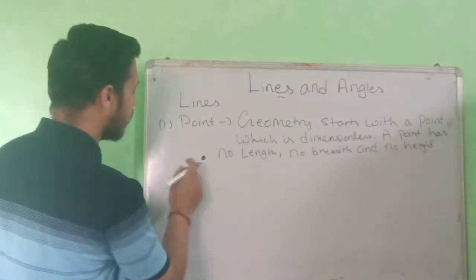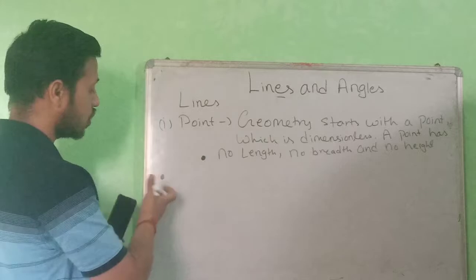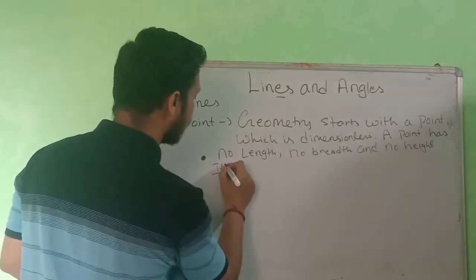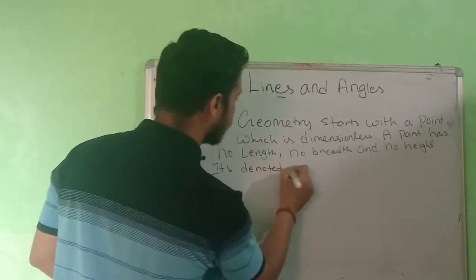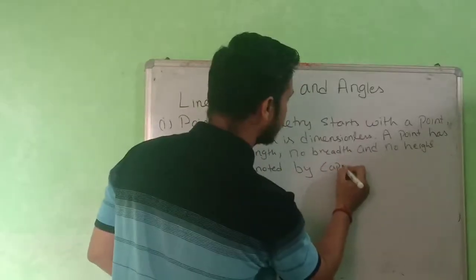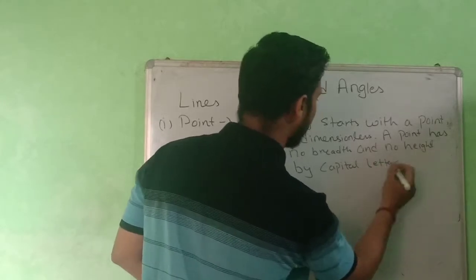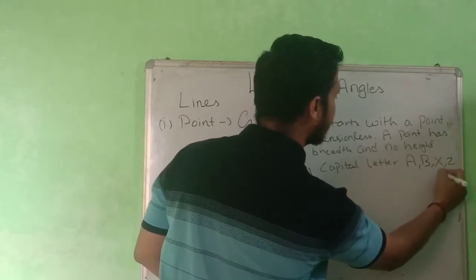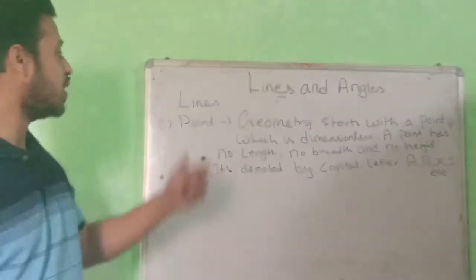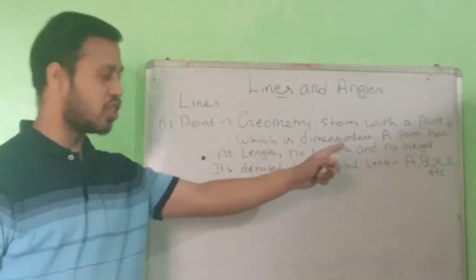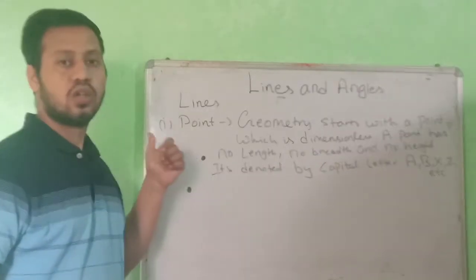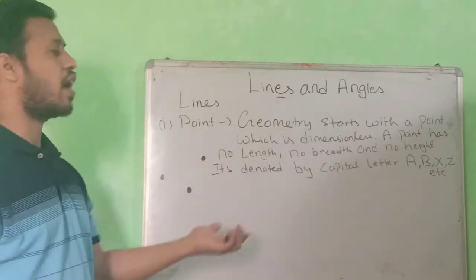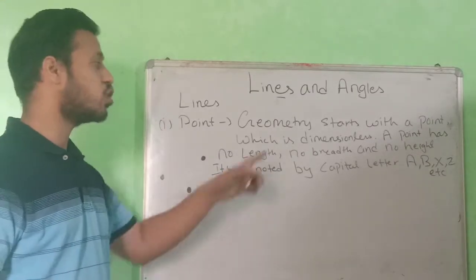Now, if we place a point here, we have to name it. For naming, it is denoted by a capital letter. It may be any letter A, B, X or Z, etc. Geometry starts with a point which is dimensionless, so it does not have length, breadth and height. It is denoted by capital letters A, B, X, Y, Z. We can take any letter A, B, C, D, E, F, but it should be in capital.